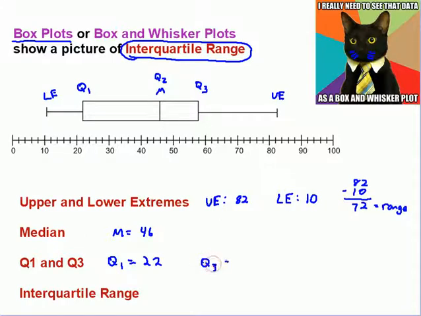Quartile 3 is 58. Now, the interquartile range, if you remember, was the distance between quartile 3 and quartile 1. So if we subtract quartile 1 from quartile 3, then we get the IQR, the interquartile range. And in this case, that's going to be 58 minus 22, and that's going to be 8 minus 2 is 6, 5 minus 2 is 3. The interquartile range is going to be 36.